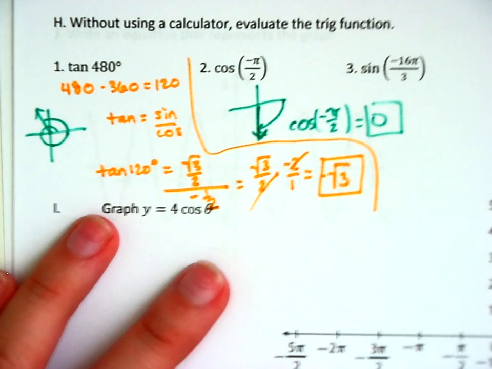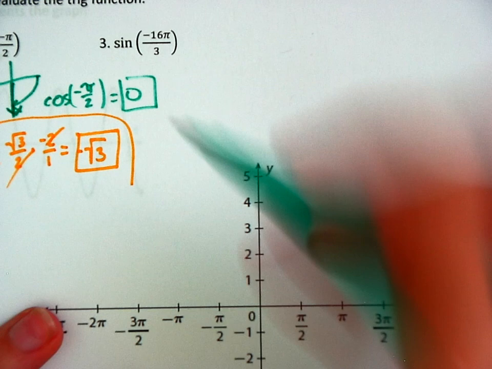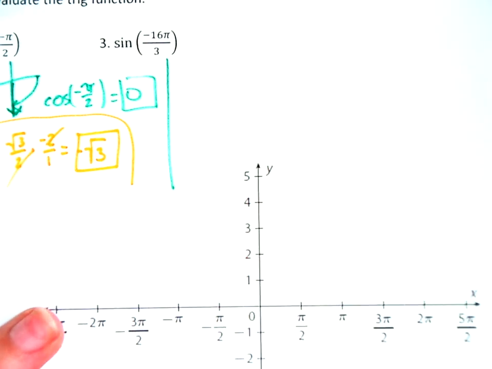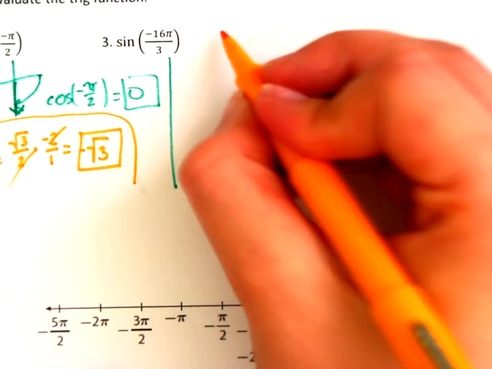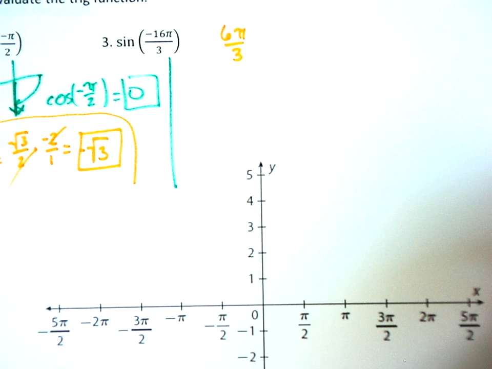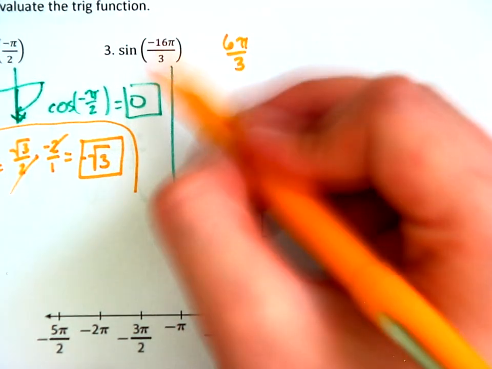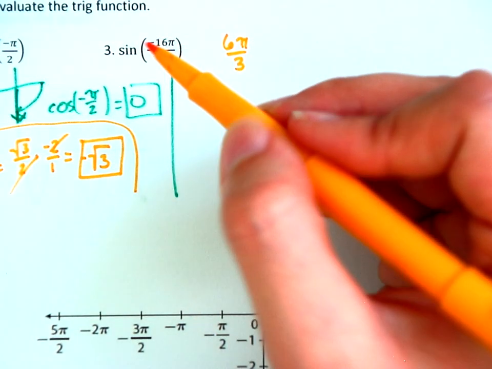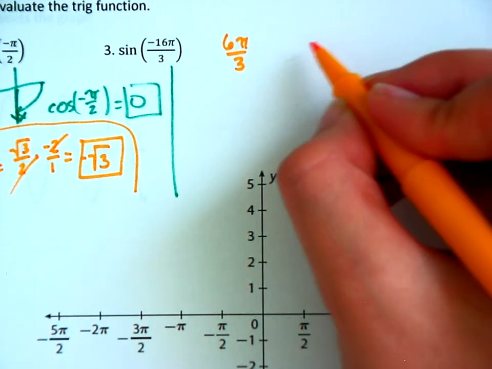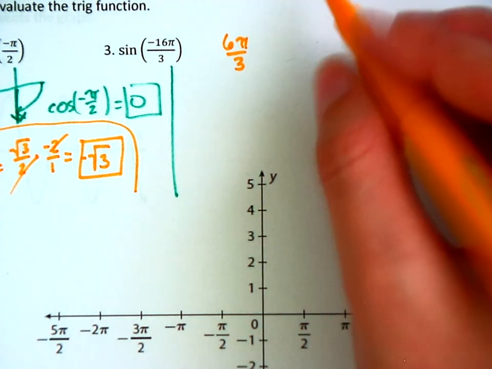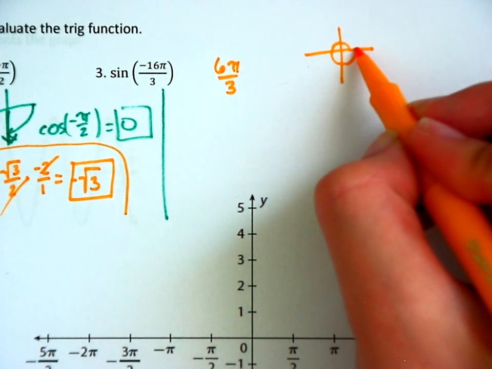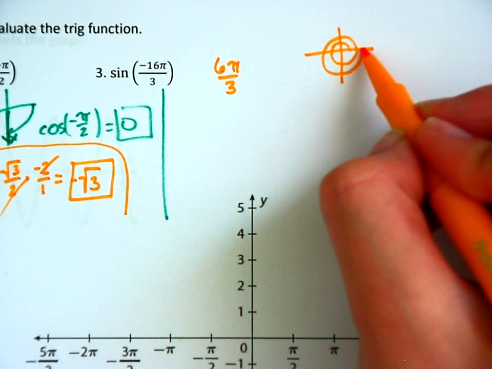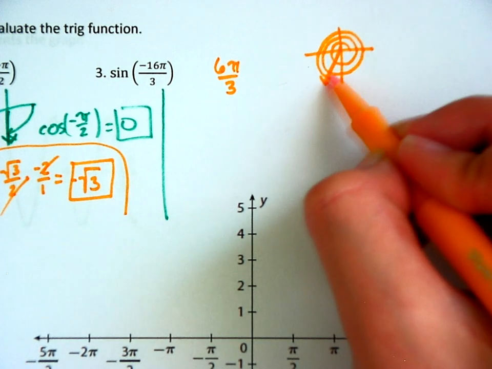All right, and then last one, let me move over my paper. Split this up a little. We have negative 16 pi over 3. Now this is much more than 1 or 2 rotations. One full rotation is 6 pi over 3, or 2 pi. So negative 16 pi over 3 is 2 full rotations plus another 4 pi over 3. So again, thinking about it on a graph, we would go 1, 2, and then another 4 pi over 3. So it would be right here.